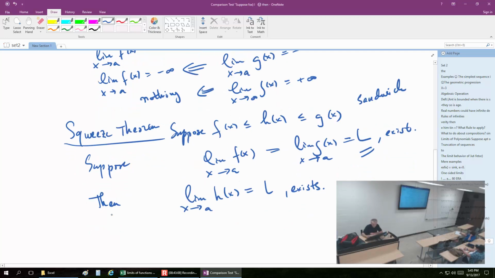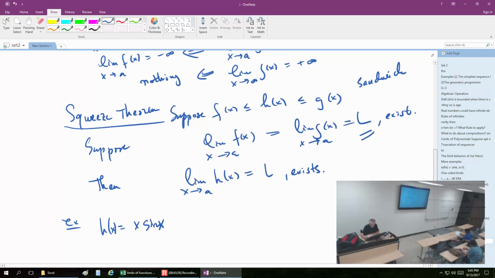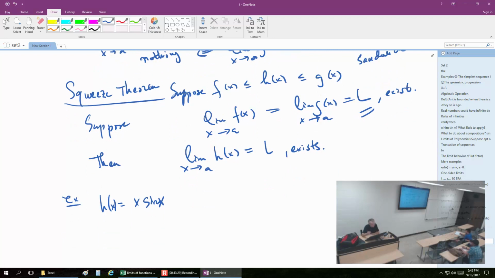Okay, the standard example is once again as we did before: x sine x. I remember we plotted this one. So h of x is equal to x sine x. You can plot it to confirm that it does appear that the function is convergent, has a limit at 0. It looks like this, well, roughly speaking.